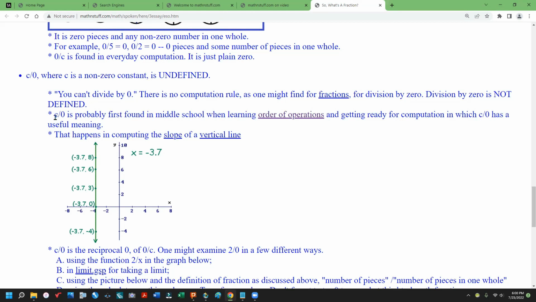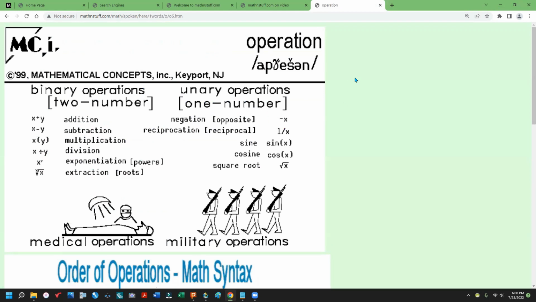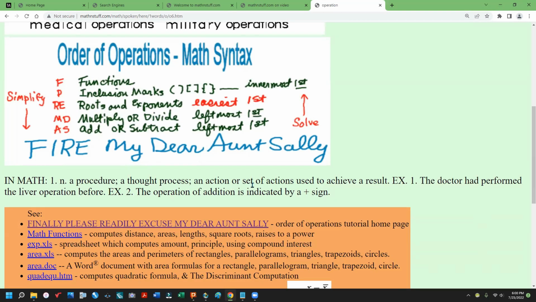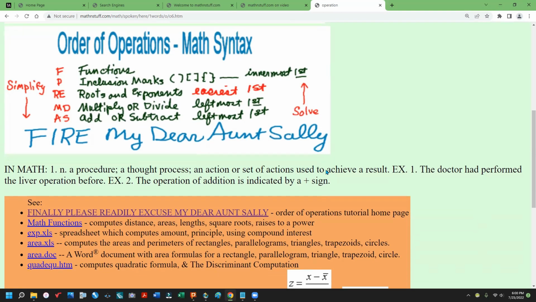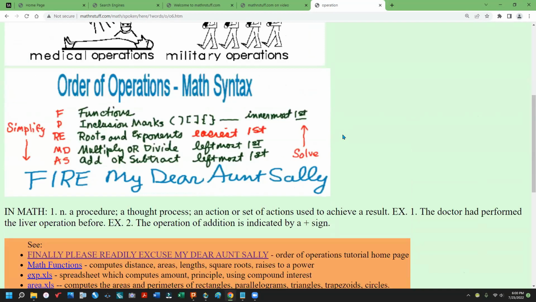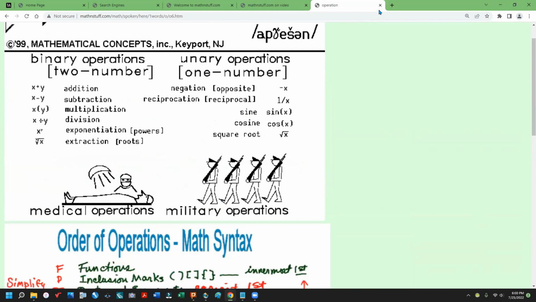Some non-zero number divided by 0 is probably first found in middle school when you were doing order of operation problems. What's that? Order of operations. Here's an order of operations problem. Please excuse my dear Aunt Sally. I'm sure you've heard of that. If you haven't, maybe you've heard of PEMDAS.